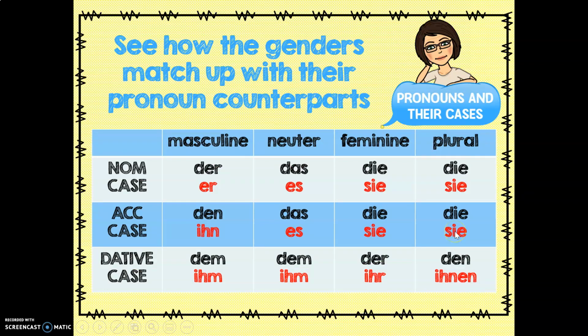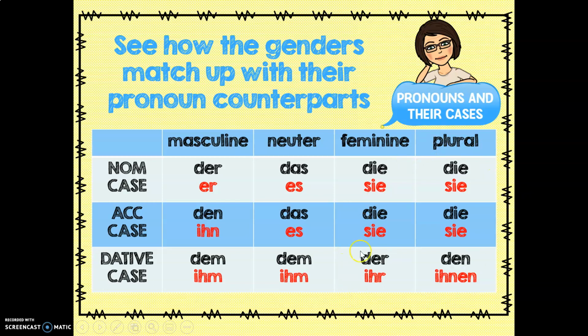Let's take a look at this chart. I think this makes it easier to memorize the chart if you think about it in pronouns. See how the genders match up with their pronoun counterparts. So der is er, den is ihn, dem is ihm: he, him, him. It, ihm. So look how the M matches up with that M. The S matches up with that S. If it stays the same as a gender, it stays the same as a pronoun. The feminines would be like she, her, her. D stays D, so Z stays Z, and der becomes ihr.